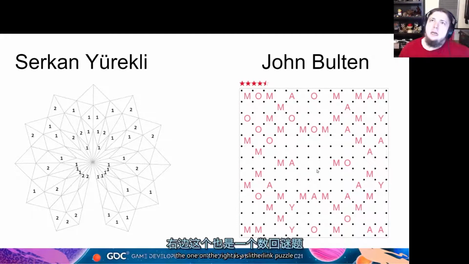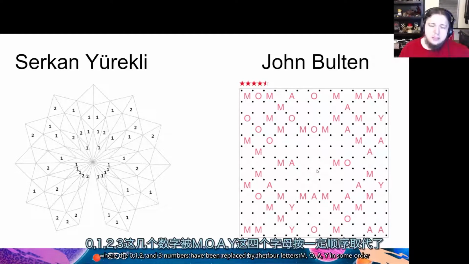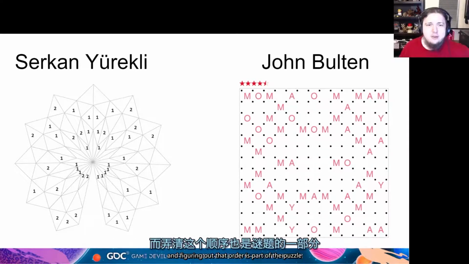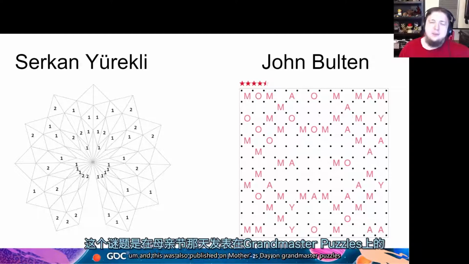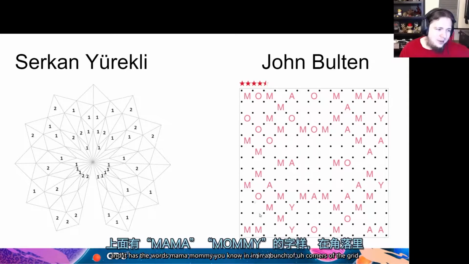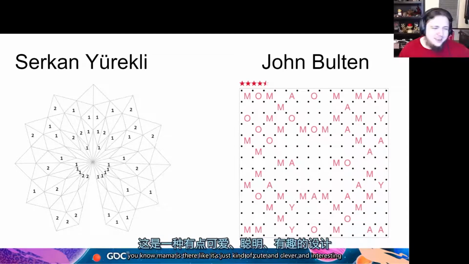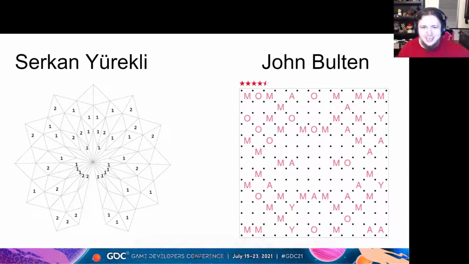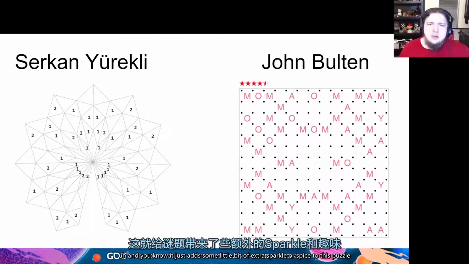The one on the right is a slitherlink puzzle where the 0, 1, 2, and 3 numbers have been replaced by the 4 letters M-O-A-Y in some order. And figuring out that order is part of the puzzle. This was also published on Mother's Day on Grandmaster Puzzles, and it has the words mama, mama, mommy, in a bunch of corners of the grid. Mama is there. It's just kind of cute and clever and interesting, but it's also a valid slitherlink. And it just adds some little bit of extra sparkle or spice to this puzzle.